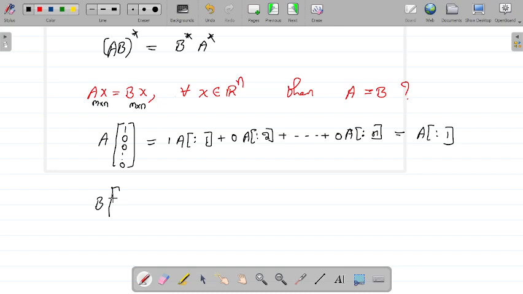Okay. So here I came to know that if you look at the first column of B, it is same as the third column of B. Now what can you say about AB? Can I say that the first column of AB will be same as the third column of AB? Yes, we can say that.